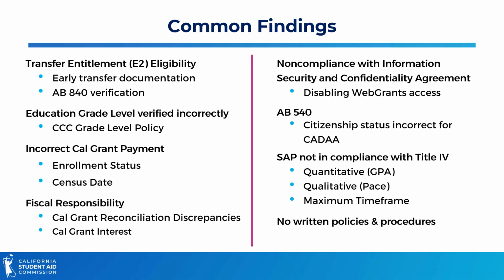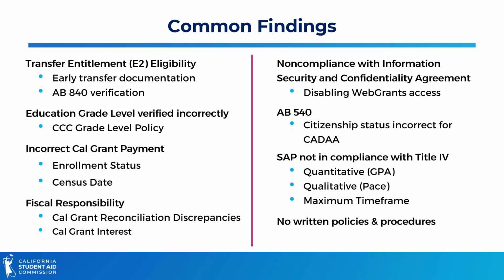We also have findings regarding non-compliance with information security and confidentiality agreement. Schools should be disabling Web Grants access for any Web Grants users that are no longer employed at the school. Next is about AB 540. Some students select the wrong option to be eligible for AB 540. There are 3 options, and colleges are responsible for ensuring that the student is indeed eligible under AB 540 and that the affidavit reflects that.